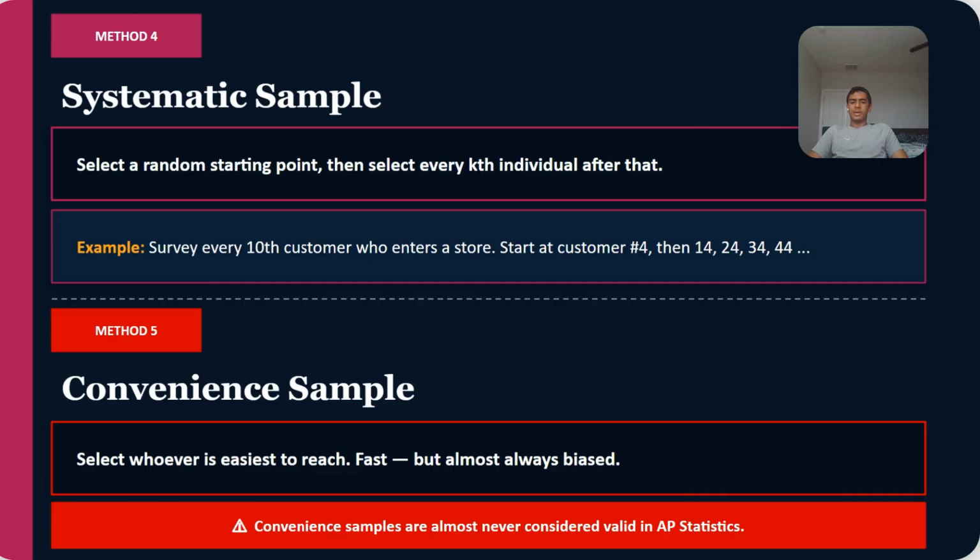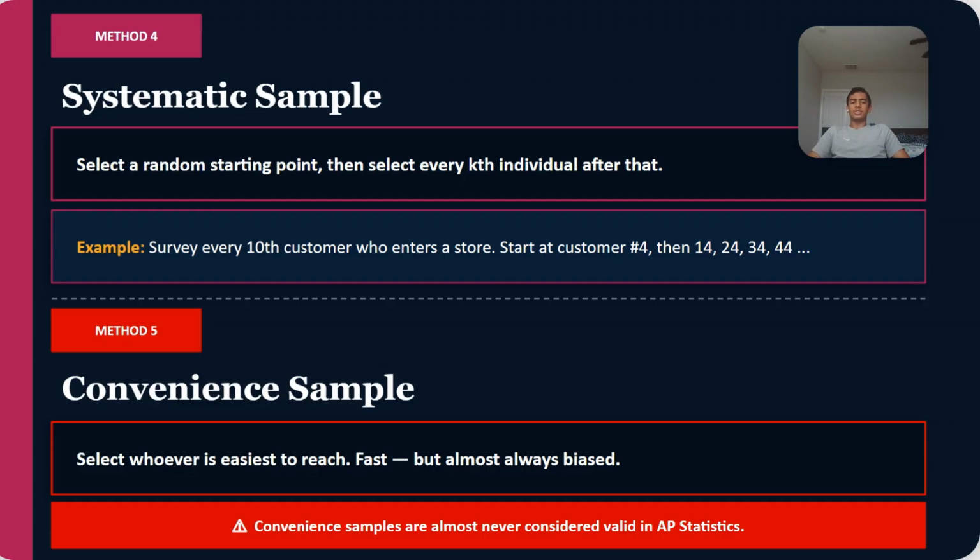Our next sampling method is systematic sampling. We're going to pick a random starting point and select every kth individual. For example, every 10th customer entering a store, start randomly at customer 4, then 14, 24, 34, and so on. That's predictable and easy to run. The main risk is if some pattern in the population aligns with your interval, then there's going to be bias.